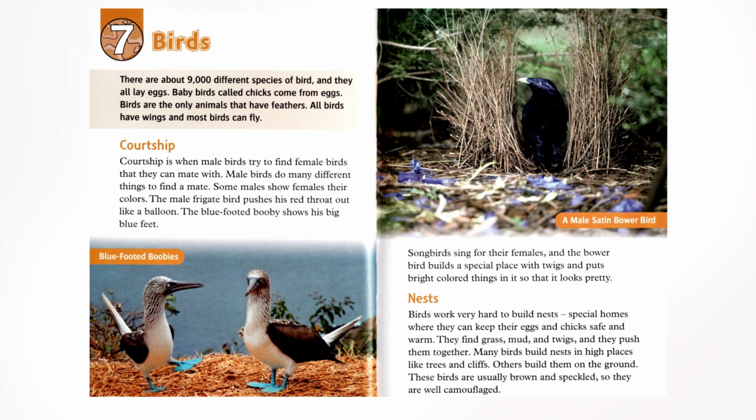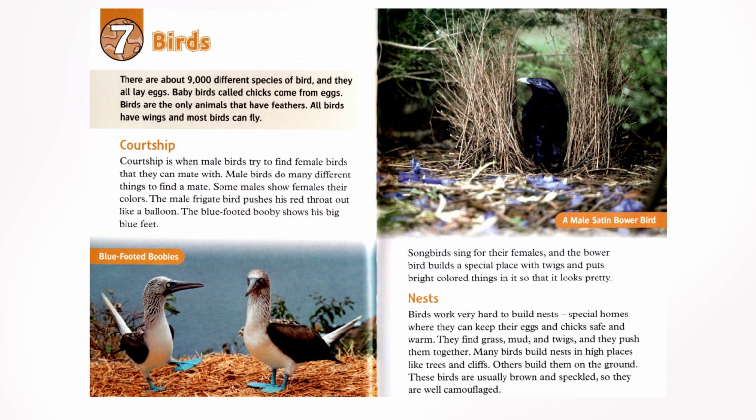Courtship. Courtship is when male birds try to find female birds that they can mate with. Male birds do many different things to find a mate. Some males show females their colors. The male frigate bird pushes his red throat out like a balloon. The blue-footed booby shows his big blue feet. Songbirds sing for their females, and the bowerbird builds a special place with twigs and puts bright-colored things in it so that it looks pretty.